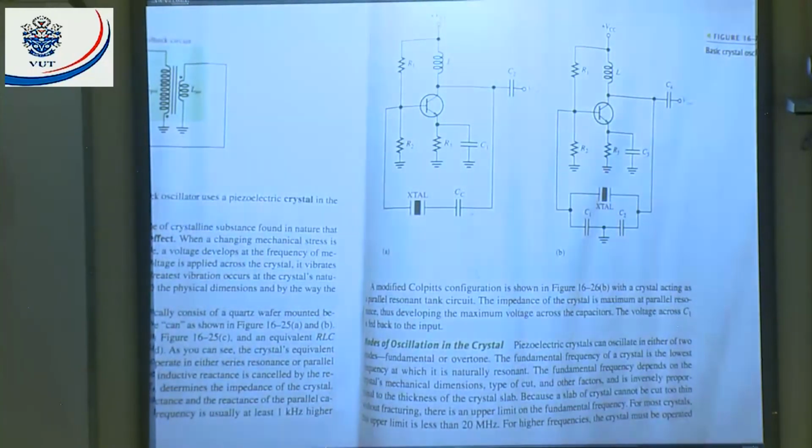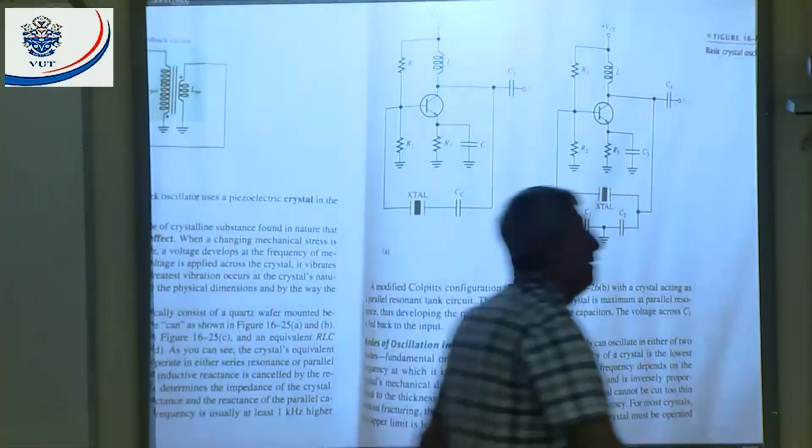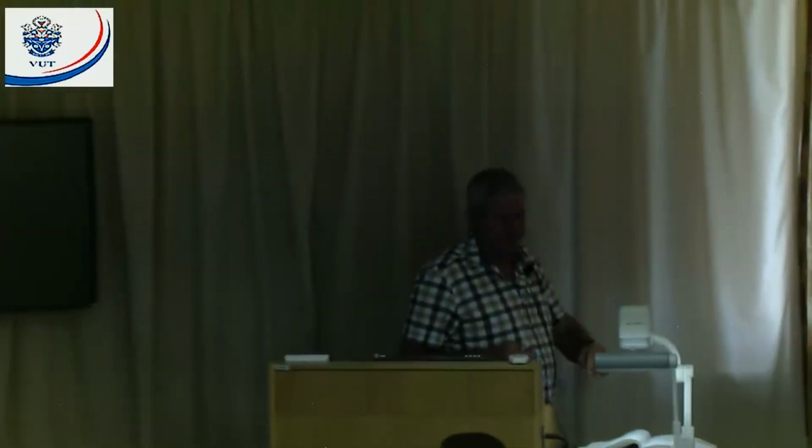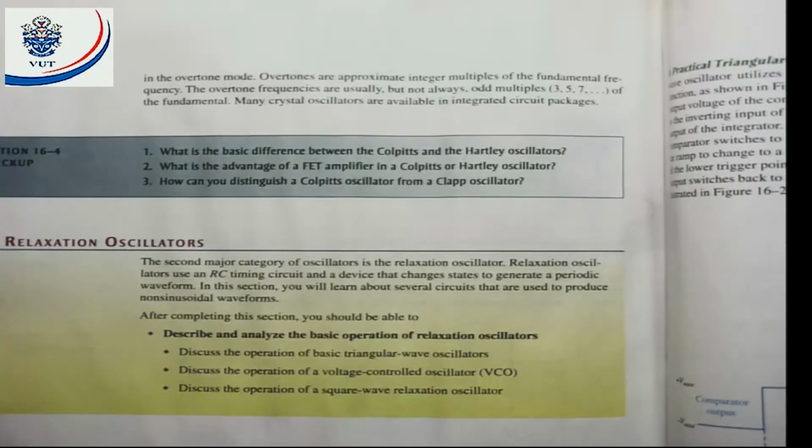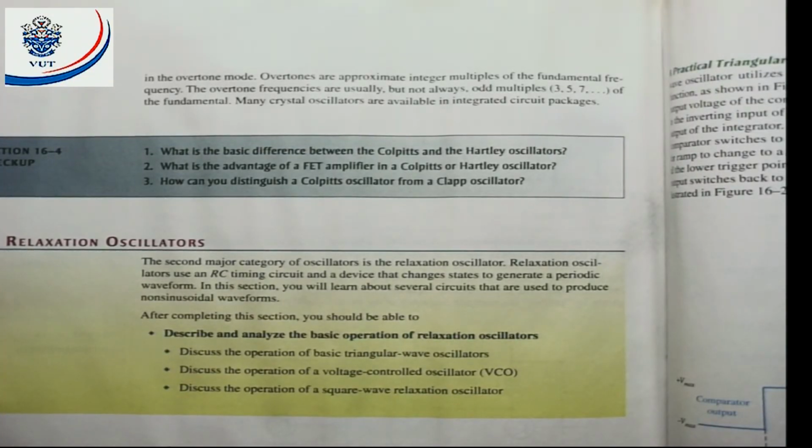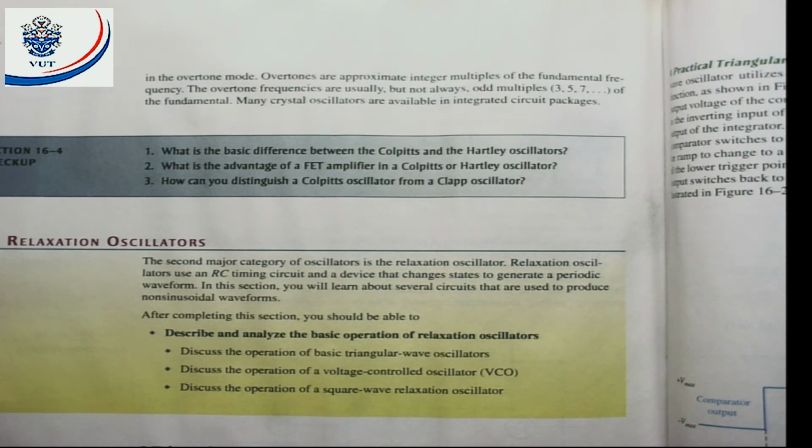For higher frequency, the crystal must be operated in the overtone mode. Overtones are approximate integral multiples of the fundamental frequency. The overtone frequencies are usually, but not always, odd multiples, 3, 5, 7, of the fundamental. Many crystal oscillators are available in integrated circuit packages. That means you can go and buy an integrated circuit package and there will be a crystal inside that package.